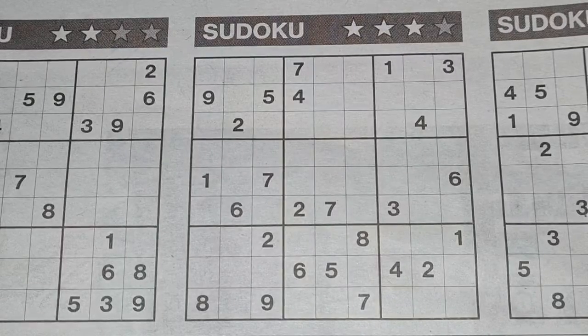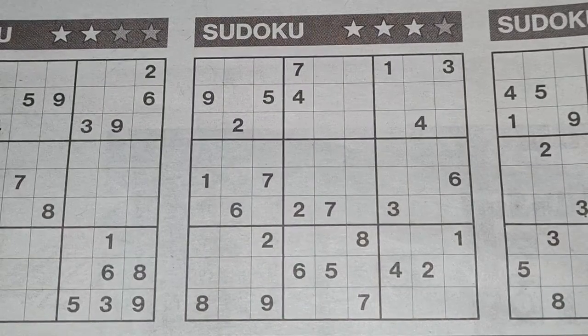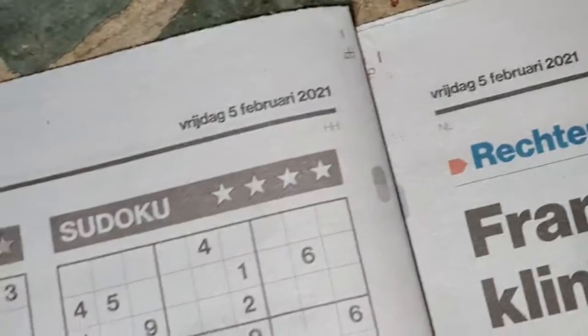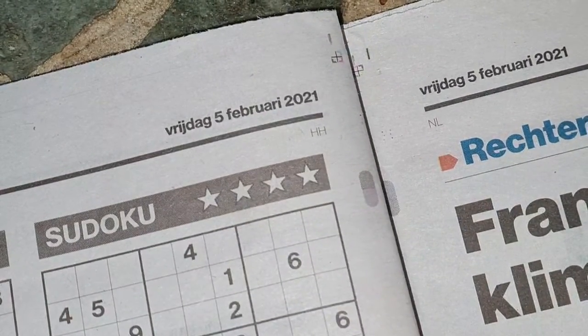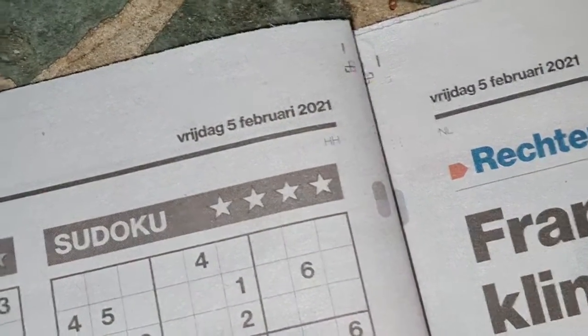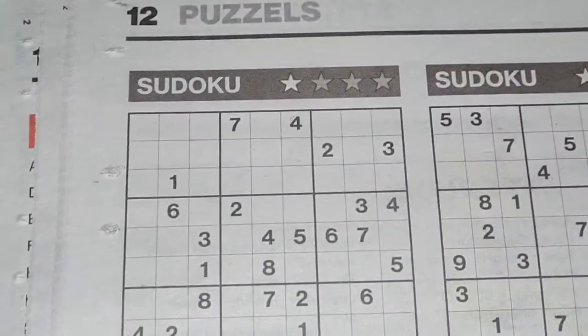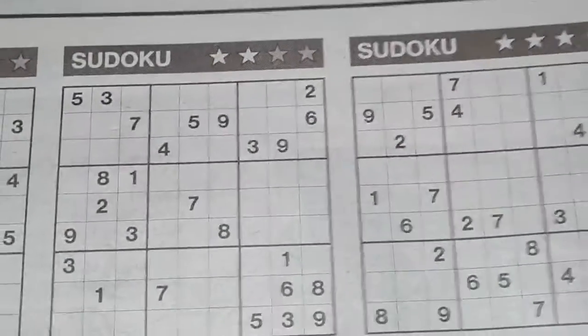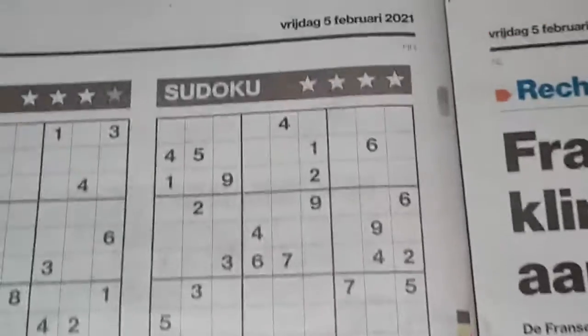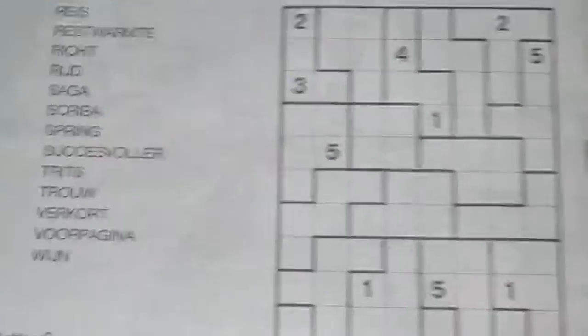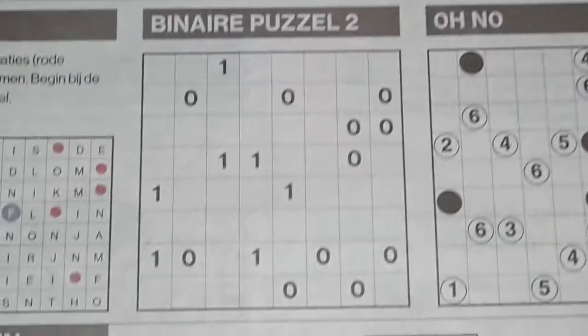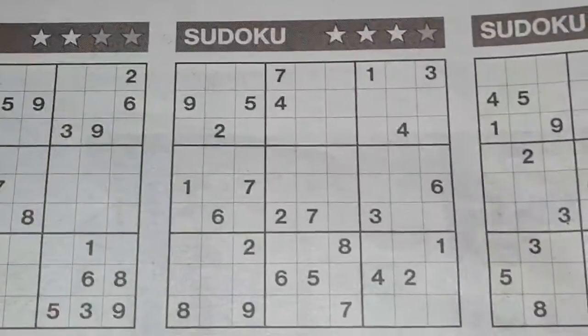Hi there, hi everyone. Welcome today to the additional extra Sudokus of today's newspaper on Friday, February the 5th, 2021. We have here a Sudoku with 1 star, Sudoku with 2 stars, 3 stars, 4 stars. Then we have a tectonic with 4 stars, a tectonic with 1 star, binary number 1 and binary number 2. Total of 8 extra Sudokus for today.